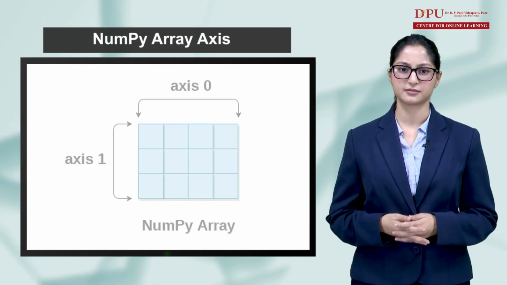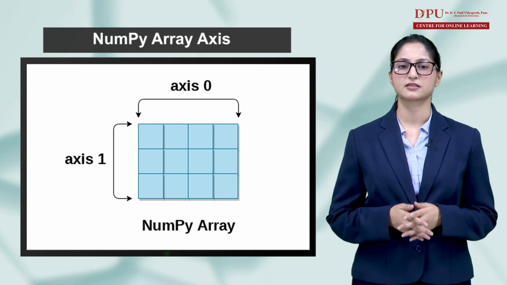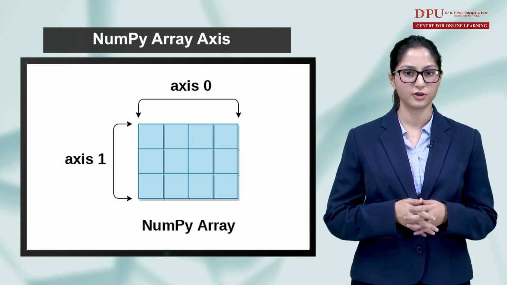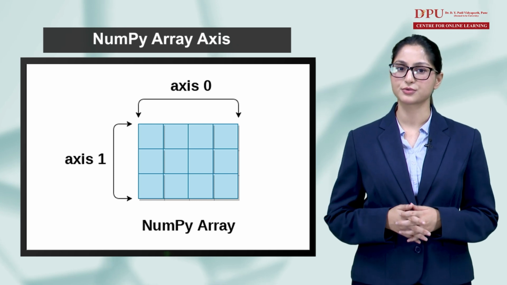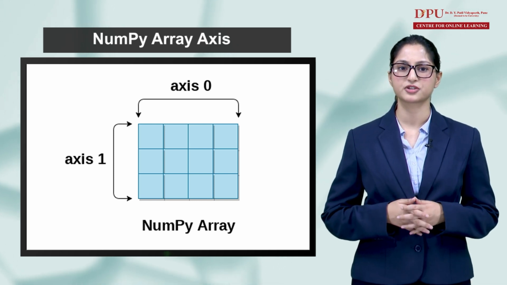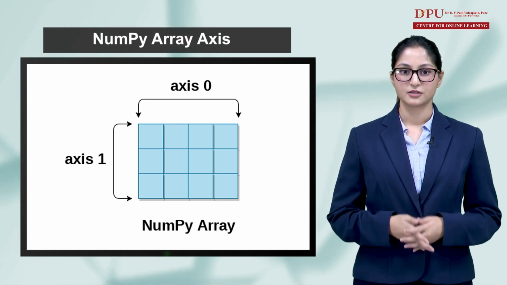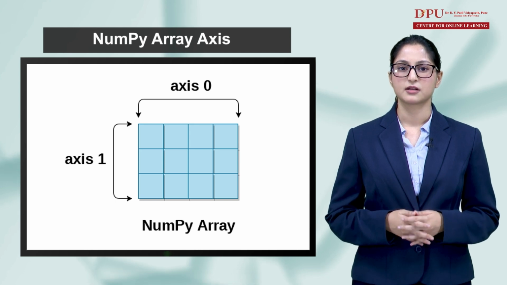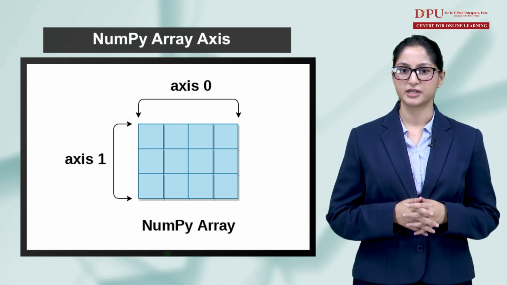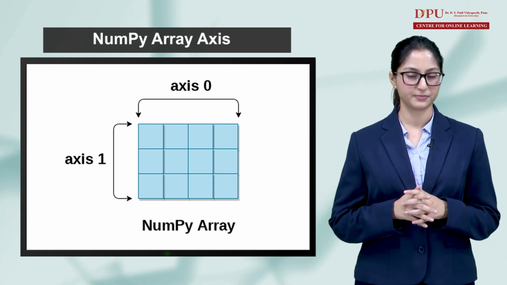NumPy array axis. A NumPy multidimensional array is represented by the axis, where axis 0 represents the column and axis 1 represents the rows. We can mention the axis to perform row level or column level calculations like the addition of row or column elements. To calculate the maximum element among each column, the minimum element among each row, and the addition of all the row elements, consider the following example.